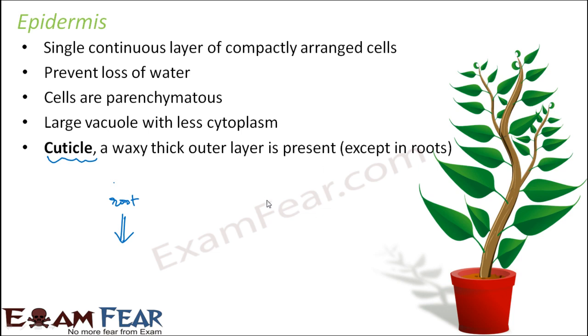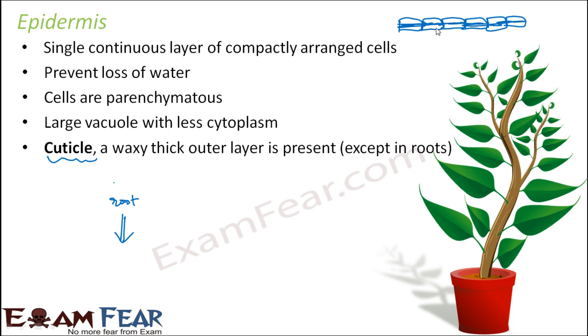Suppose, I'll show you here. This is just a rough sketch. Basically, what is epidermis? It is a group of cells which are parenchymatous in nature. So these are all parenchyma cells which are very compactly arranged. You see there are no gaps in between. They are compactly arranged. That is how the layer of epidermis looks. But also it is seen that there is a waxy thick layer. So a waxy layer is present on the outer layer of epidermis.